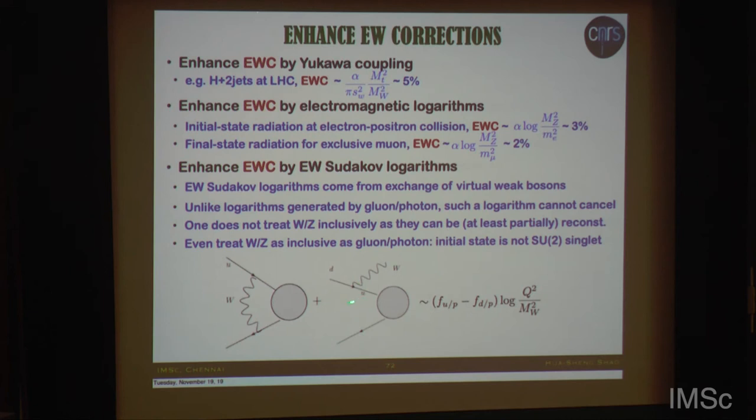But this single log cannot be canceled exactly because your initial state, the proton, is not SU(2) singlet, while remember that the proton is color singlet. So QCD is SU(3) singlet, but electroweak is not. It is not an SU(2) singlet particle. So you will have left over some PDF difference: the u quark PDF with its isospin partner d quark PDF, minus, times single log. If they are identical, they are SU(2) singlet. But if not, and the proton is of course definitely not, you always have some left over partial Sudakov log.